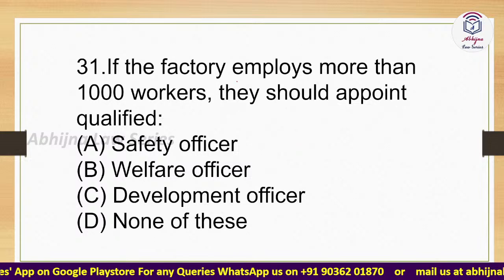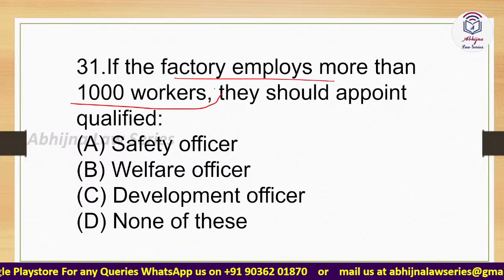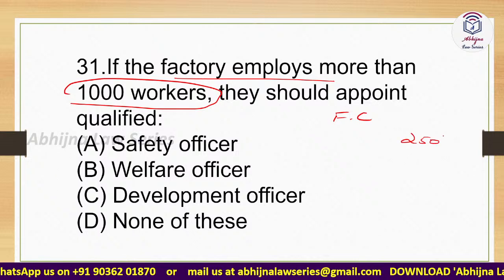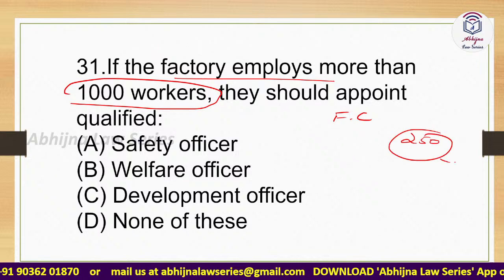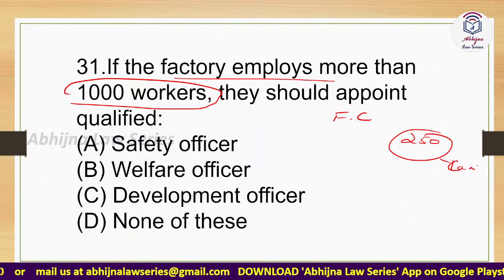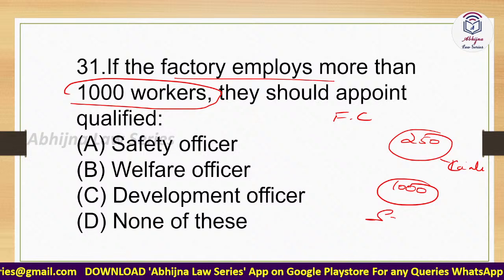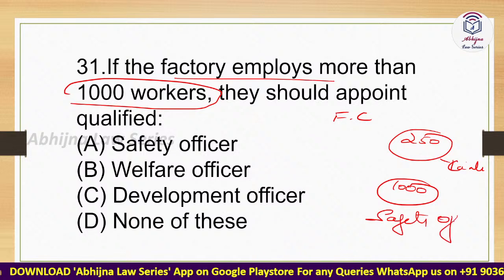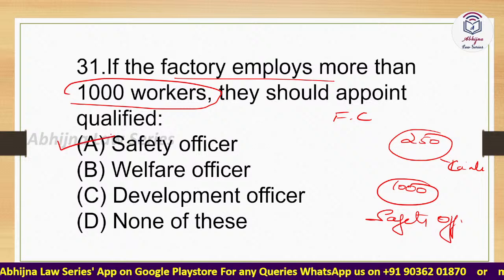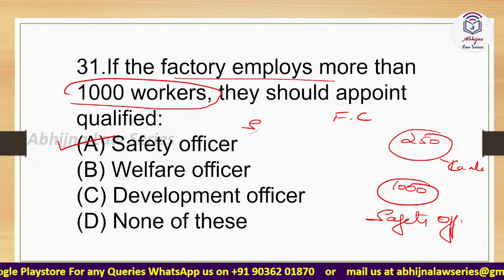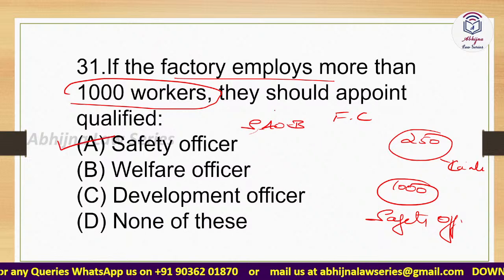Next one, if the factory employs more than 1000 workers. See, as per the Factories Act, at least 250 workers should be there for establishing one canteen. And if there are more than 1000 workers, there should be a safety officer. Safety officer should be there. So, A is the answer here. This is as per section 40B of the Factories Act.